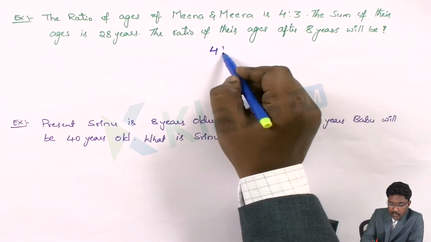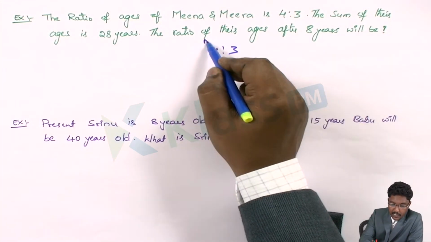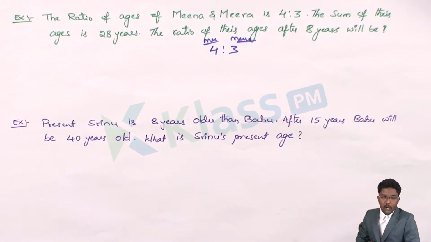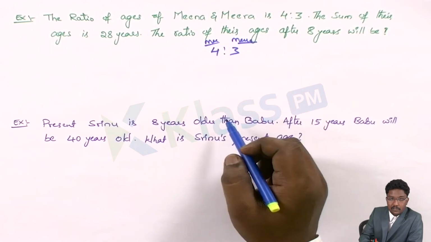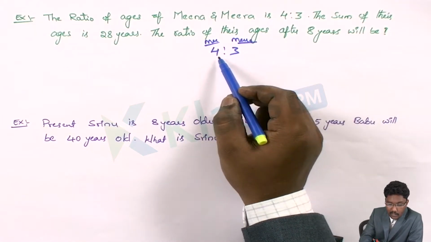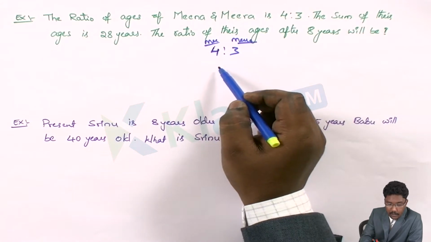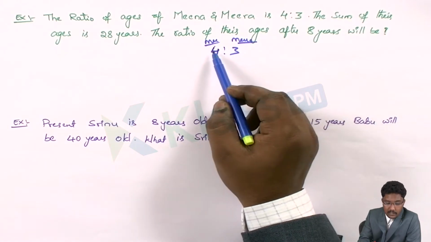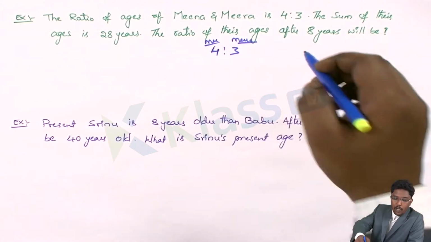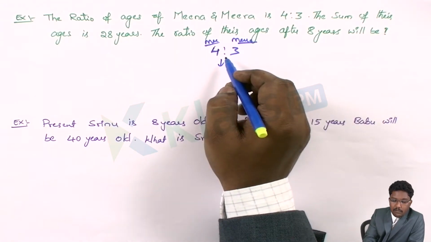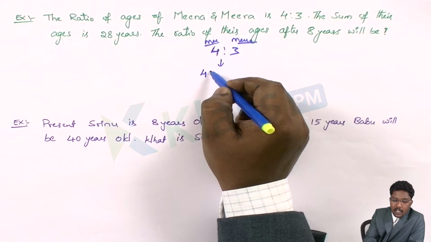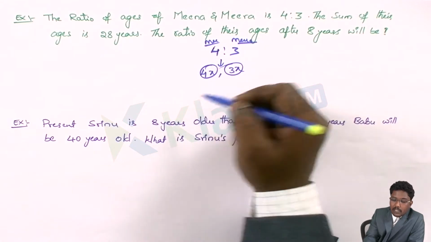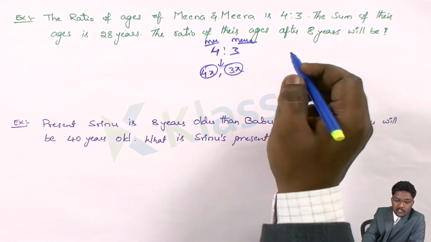So, first note down the ratio. Meena and Meera, their ages are in the ratio 4:3. Now these are not the ages because these are not the values. These are comparisons or shares: 4 parts Meena, and Meera will get 3 parts. These are not the ages. We are converting ratio into value with the same multiplication factor. We don't know the multiplication factor, so I am taking Meena's age as 4x and Meera's age as 3x. Now these are the values. Then we have the second clue: the sum of their ages is 28 years.